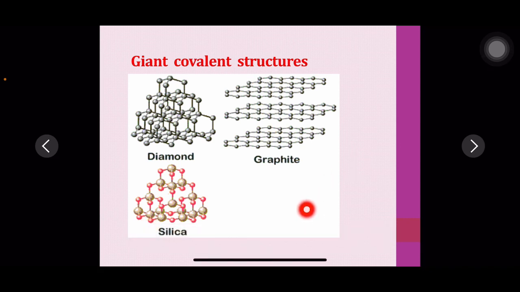So it was a very quick review of all the types of bonding: ionic, covalent and metallic. You can easily distinguish now what type of bonding is present in any particular substance.